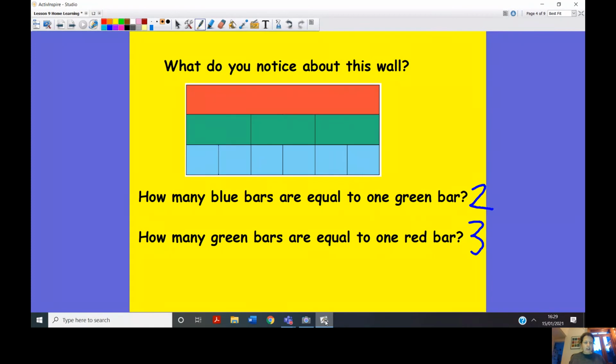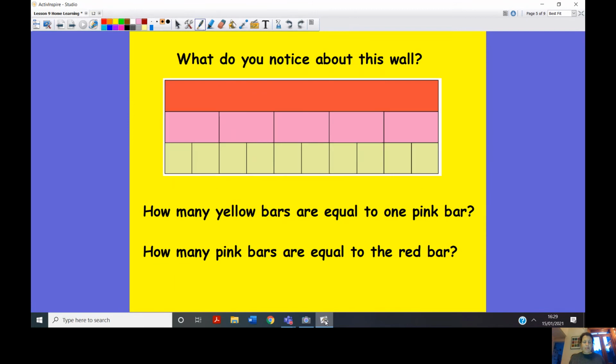Let's have a look at another example. So we've looked at thirds and sixths. Let's look at another example. What do you notice about this wall? How many yellow bars are equal to 1 pink bar? How many pink bars are equal to the red bar? I want you to have a think about this. Pause your video.